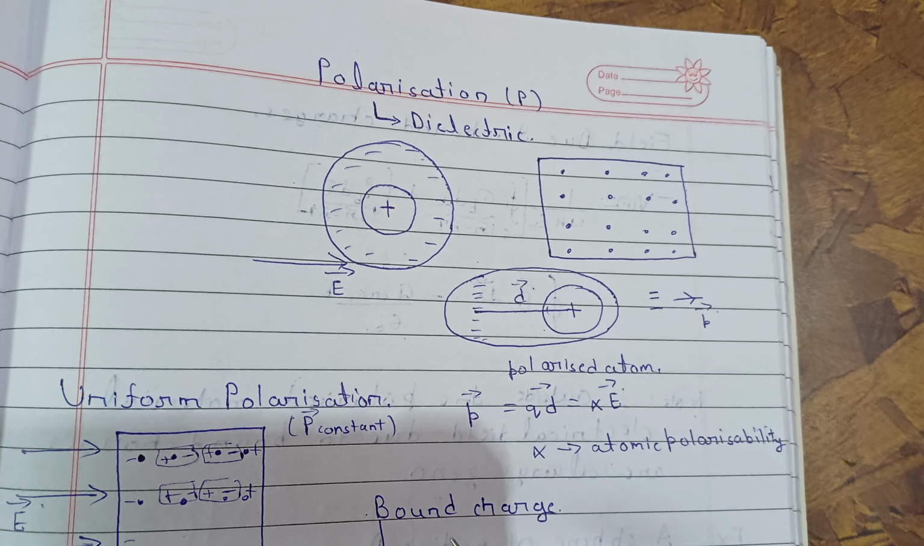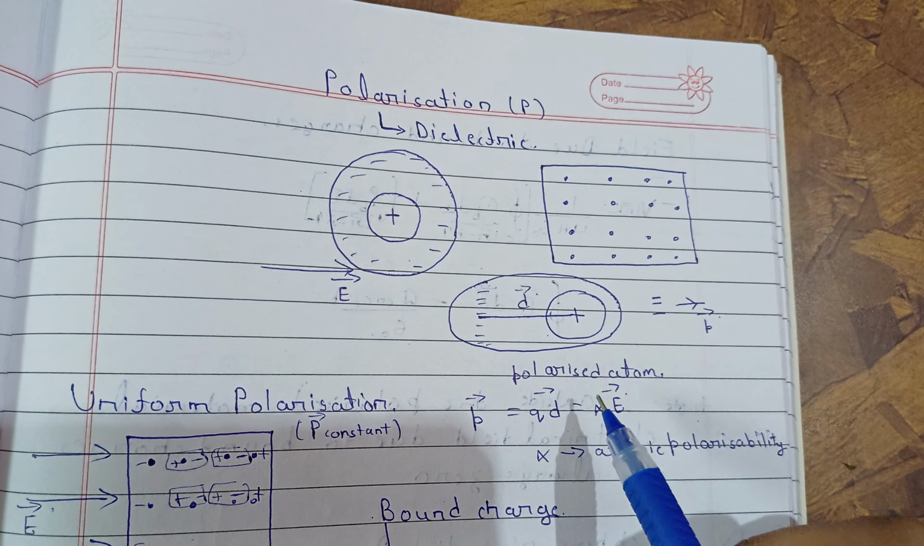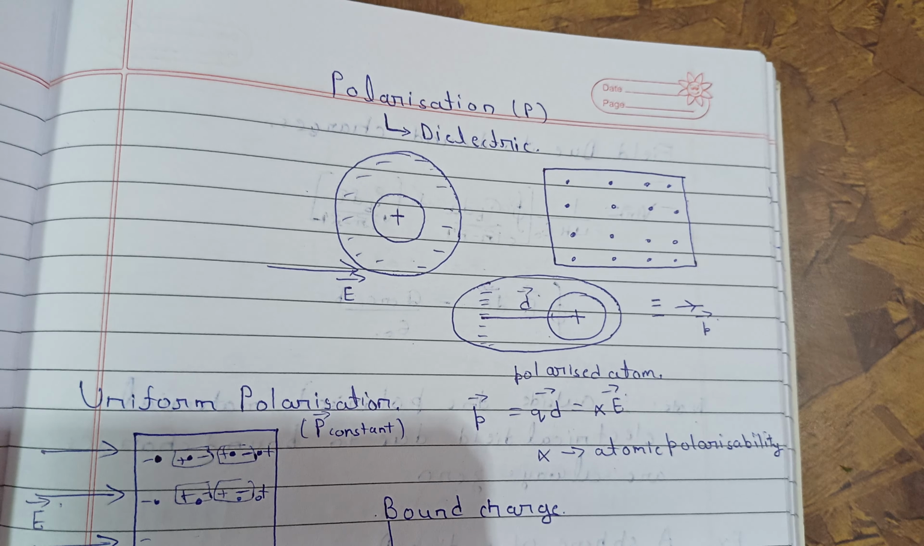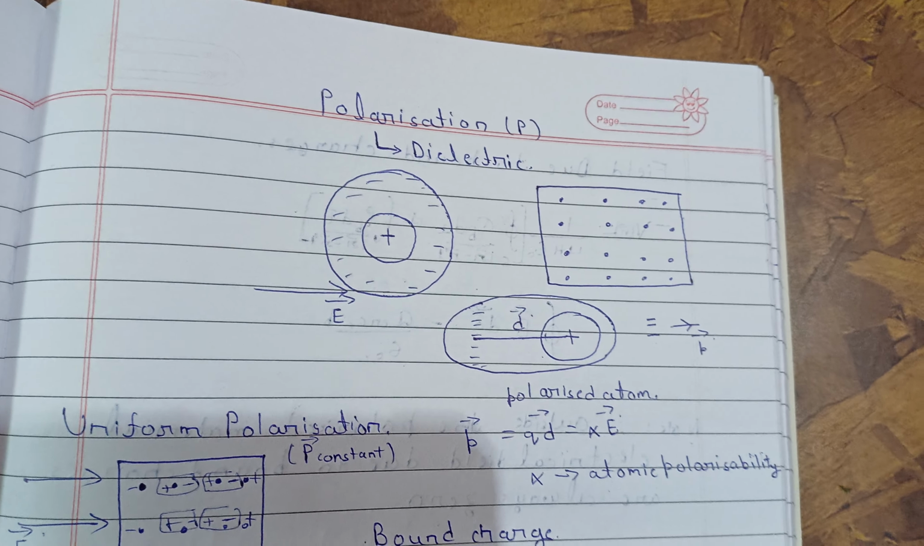and qd will give you your dipole moment, and that is equal to alpha E, where E is the electric field applied and alpha is the atomic polarizability. So that's how you define polarization or the dipole moment for a single atom.